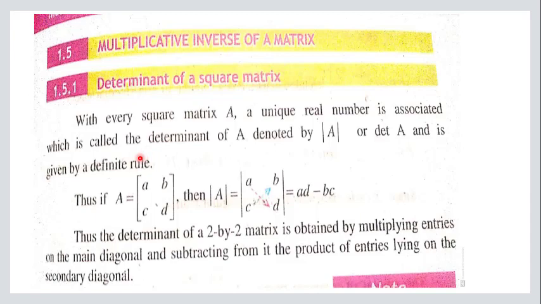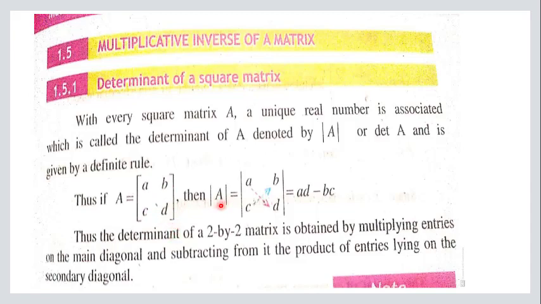Alright. I will just explain this to you with the help of an example. For example, if we have a matrix A is equal to a, b, c, d, and then we are asked to find the determinant of this matrix, what we will do? We will just multiply a with d, alright, ad, and then we will multiply b with c, and then we will subtract bc from ad. How do we do this?